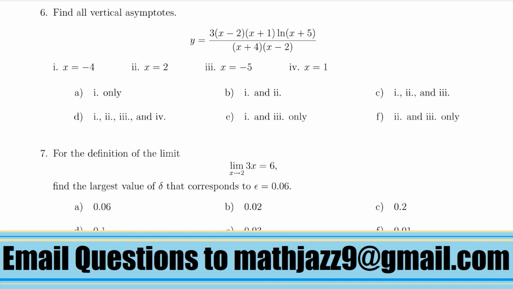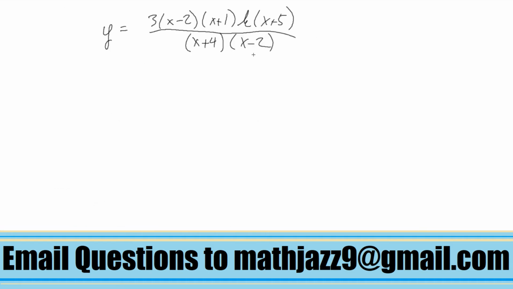We want to find all vertical asymptotes of this function. So, let me write down the function. We have y equals 3x minus 2 times x plus 1 times natural log of x plus 5 over x plus 4 times x minus 2. The nice thing here is it's completely factored.